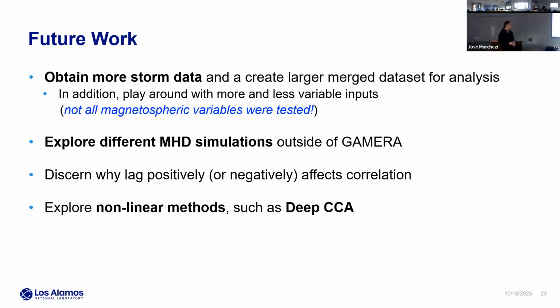We also want to explore different MHD simulations outside of Gamera, because of course we want this to be a validation method, not just for this simulation, but one for all. And we might also look at nonlinear methods, such as kernel CCA or deep CCA, which can account for nonlinear relationships, as CCA really only accounts for linear ones.